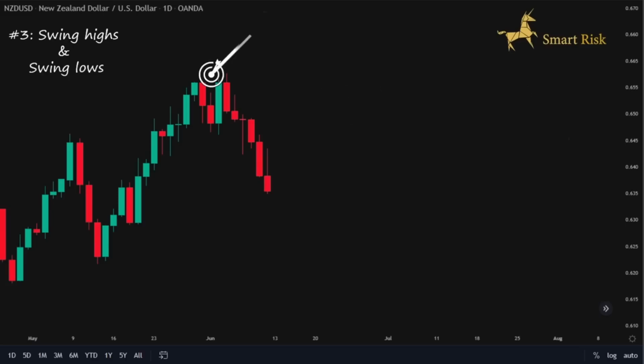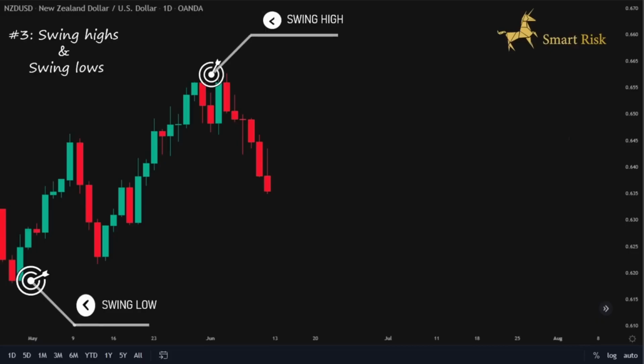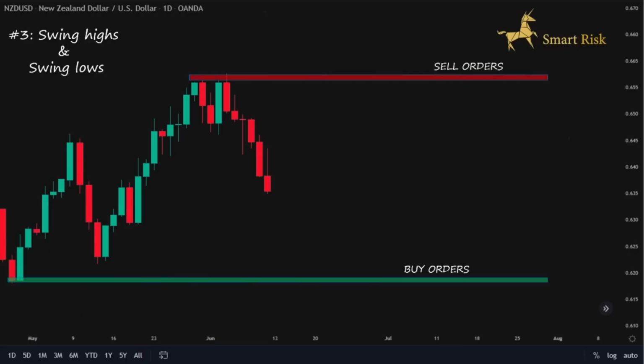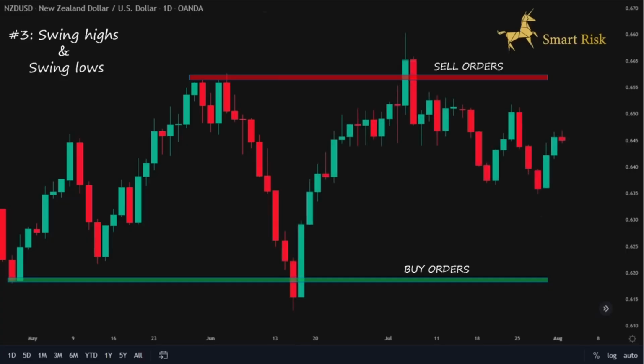For example, here in the NZD dollar daily time frame, we have this swing high as the highest point that price has recently hit. And we spot this point as the swing low. Most of the retail traders place their buy and sell orders at the swing low and swing high, with the argument that price will respect these areas and will change its direction when it reaches them. As you can see, price makes fake breakouts in these areas and hits the stop loss of both buyers and sellers. So guys, we consider them as inducements.